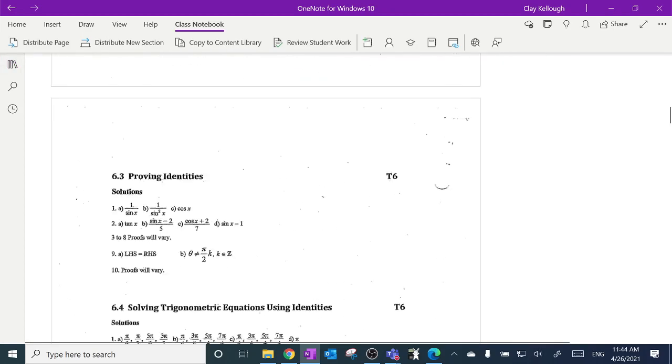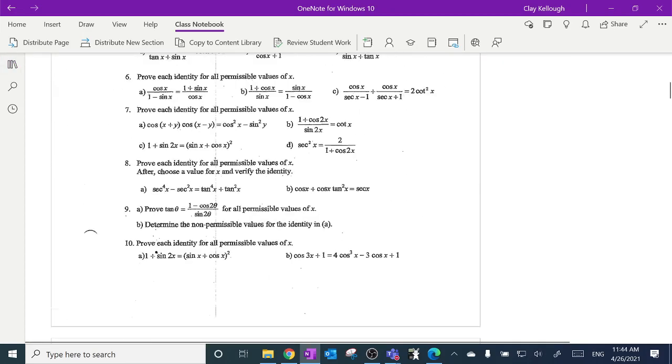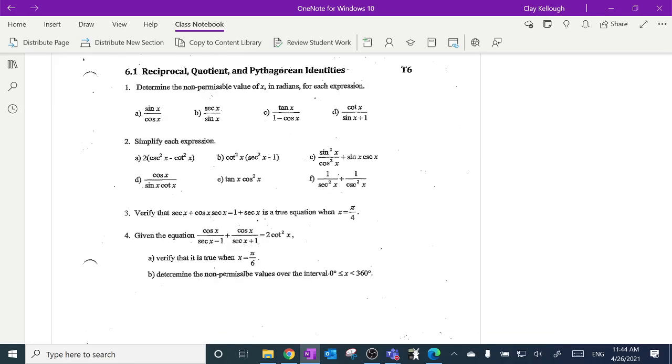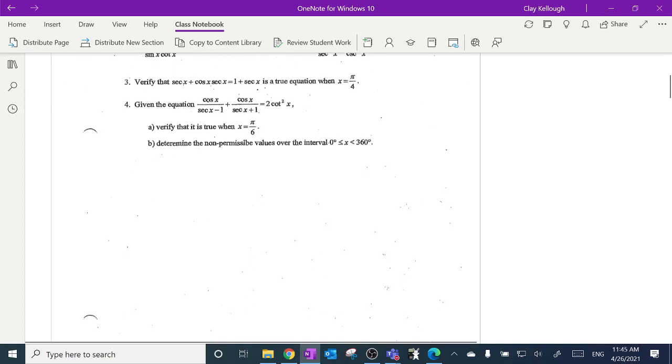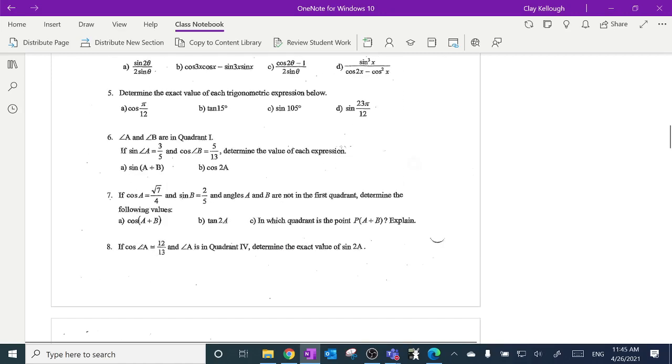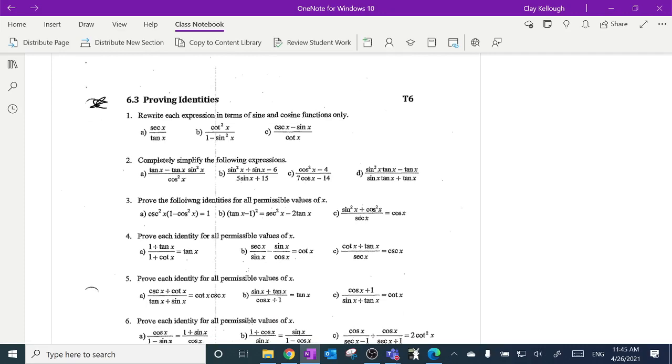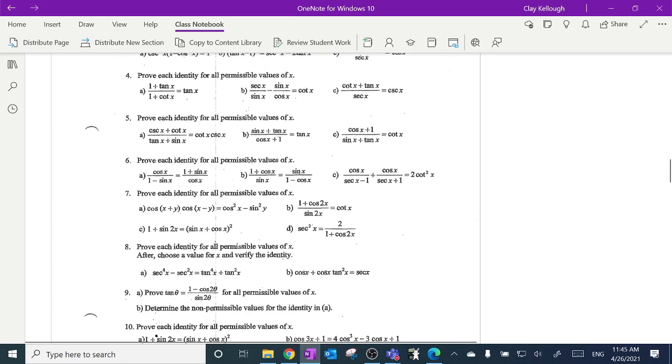So here's the assignment book right here. And the 6.1 page, there it is. First of all, it asks you to do some non-permissible values, and then it asks you to do some simplifying. Then it asks you to prove that this is true using a number. So this will be the first thing you do. And then jump to 6.3 and proving identities. So this will be the second assignment. And then that page 9 in the notes will be third.